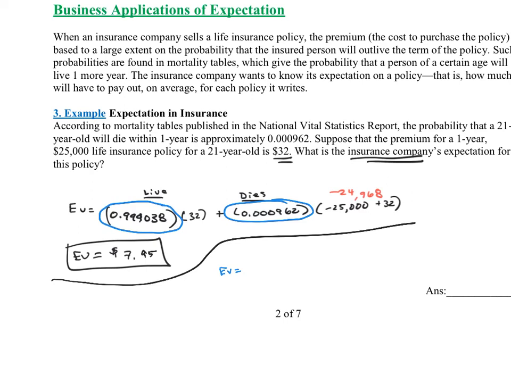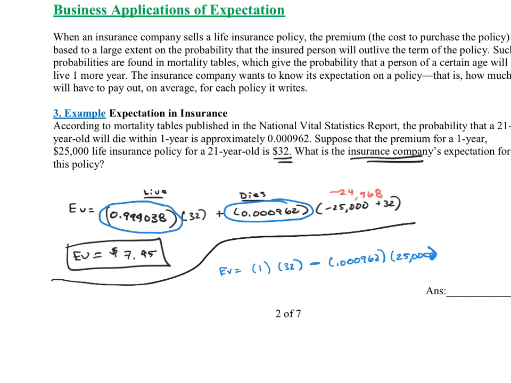So here's what I think of. We are now the insurance company. What happens? There is a probability of 100%, guaranteed, that every single person pays $32. So every single person pays $32. That's a $32 profit for every person, a probability of 1. And then they have a loss, so I'm going to put subtraction here, and now I'm going to do the probability that they die, which was 0.000962, times the amount that they have to pay out if they die, and that was the $25,000.